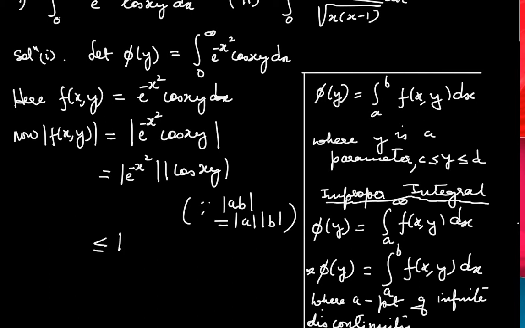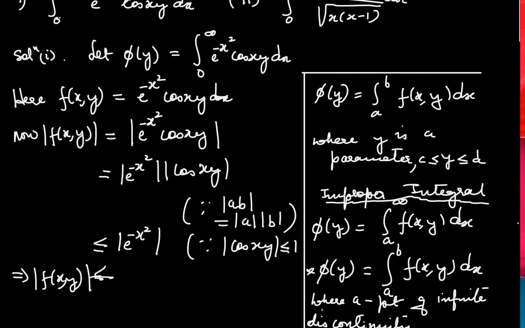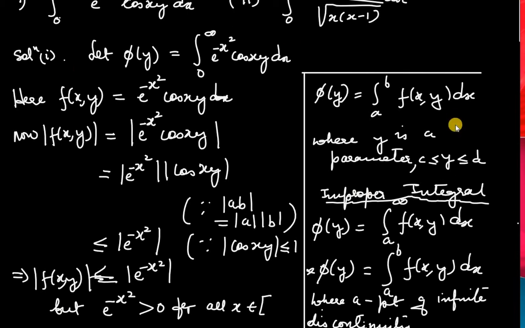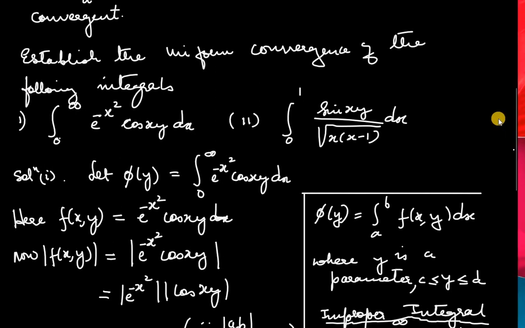Now this is less than or equal to the modulus of e to the power minus x squared, since the maximum value of the modulus of cos xy is always less than or equal to 1. So in this case, you see that mod f(x,y) is less than or equal to mod of e to the power minus x squared. But we know that e to the power minus x squared is always greater than 0 for all x belonging to this interval. Please correct here: I'll keep it general, not from 0 to infinity. This one should be from a to infinity, where a is a number greater than 0.